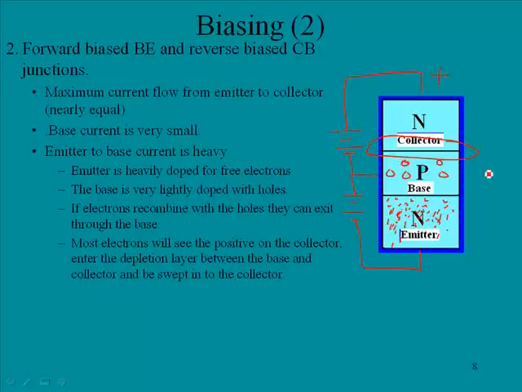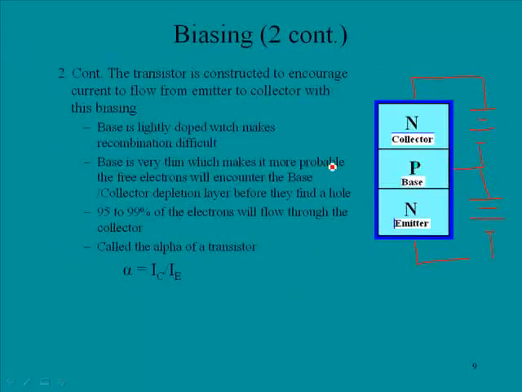And so what we'll find is that most electrons are going to go all the way through to the collector, and only a small number of them will actually go out the base. And we're going to continue this on the next page. The transistor is constructed to encourage current flow from the emitter to the collector with this type of biasing arrangement.